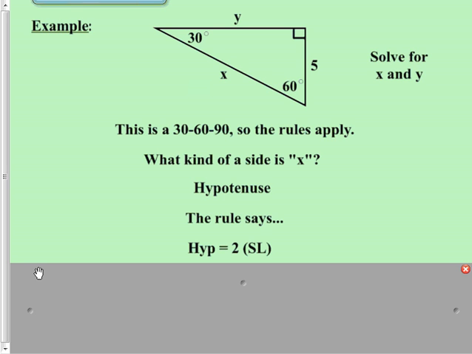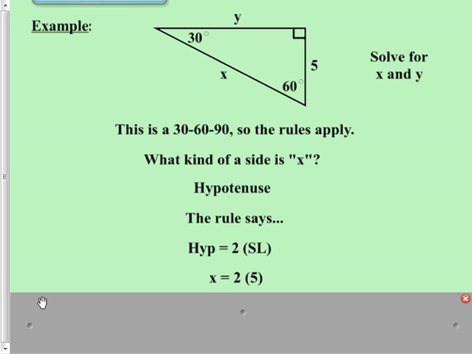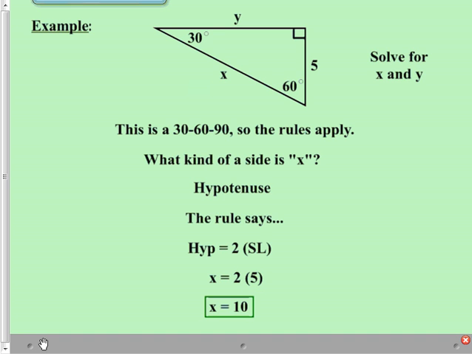Well, our basic rule said that the short leg is always across from the small angle, the 30-degree angle, so our short leg is 5. So we have x equals 2 times 5. 2 times 5 is obviously 10. There is your hypotenuse.